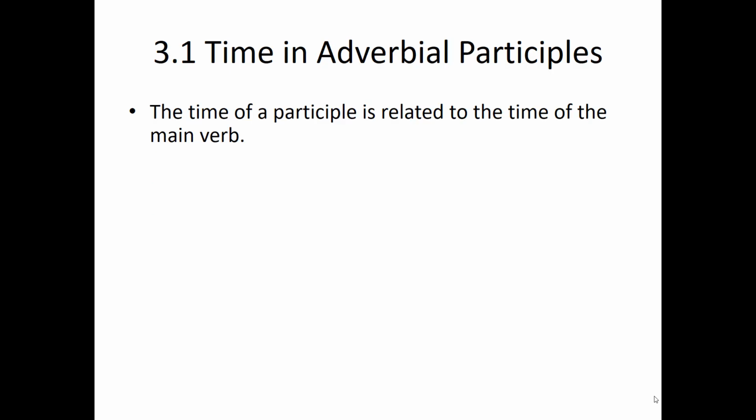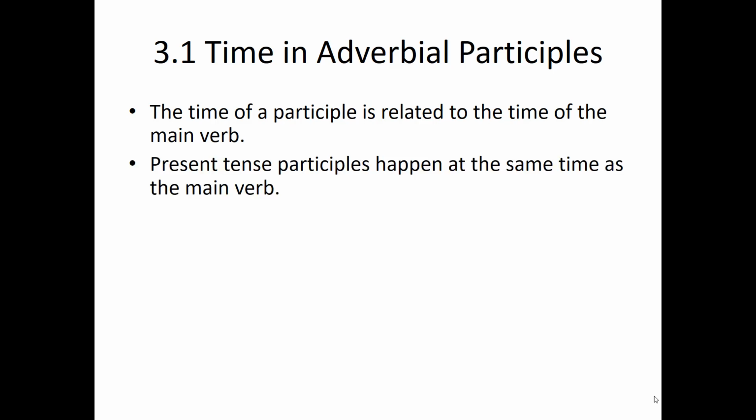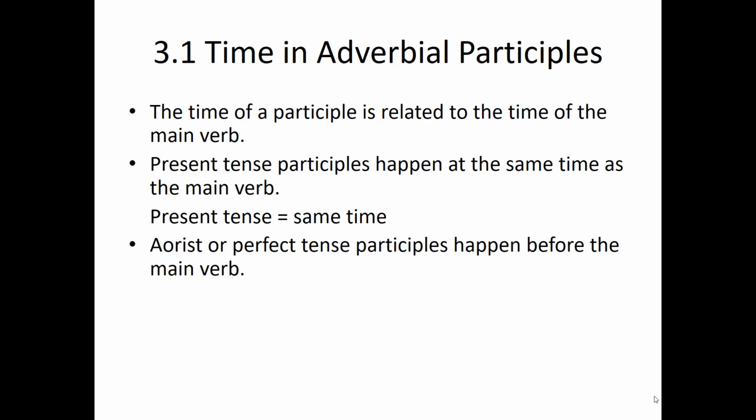So let's start with temporal participles. The time with participles is related to the time of the main verb. You could say that this time is relative time because it relates to the time of the main verb. Present tense participles will happen at the same time. Present tense equals same time as the main verb. Aorist participles or perfect participles, those happen before the main verb. So aorist participle or perfect participle equals prior time.